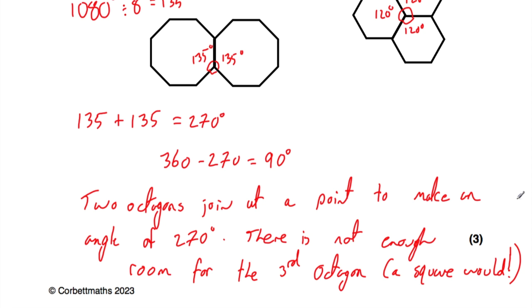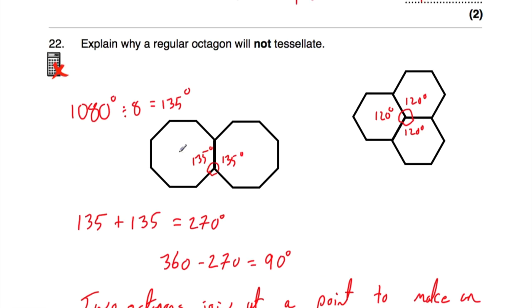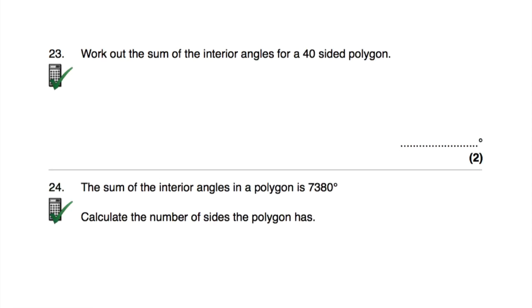And that's it. But as I said, if you're doing the 9-1 GCSE, you don't need to know what the term tessellate means, but they might explain it in the context of a question, and then you could be asked to answer something to do with it. But I've left it in because I think it's quite a good thing to look at whenever you're looking at angles and polygons. Okay, let's look at our next question.